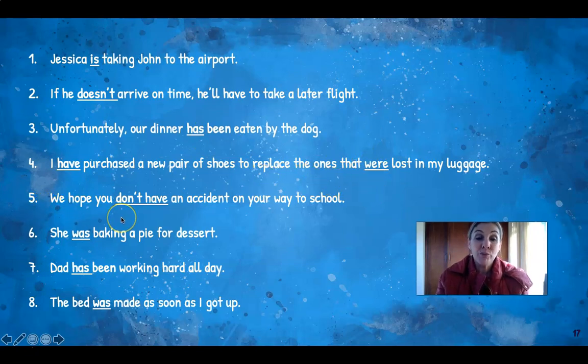Number 5. We hope you don't have an accident on your way to school. Number 6, she was baking a pie for dessert. You could have said had baked a pie if it was baked, -ed, but it was baking. So she does baking a pie, doesn't work. So hopefully you used was baking a pie for dessert. Number 7, Dad has been working hard all day. And number 8, the bed was made as soon as I got up. Not is made, because you've got to look at your tense throughout the sentence.